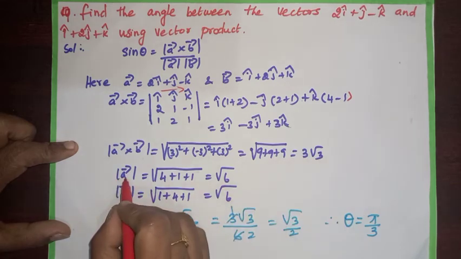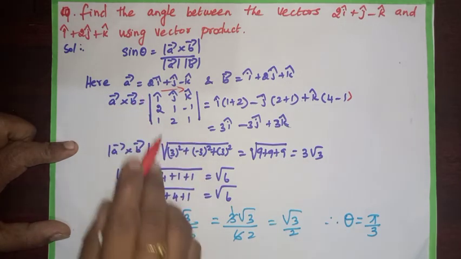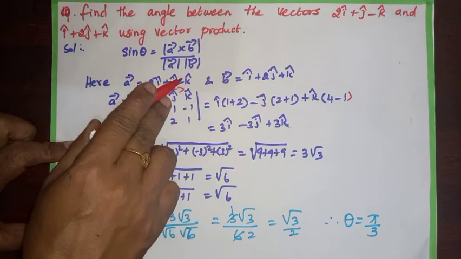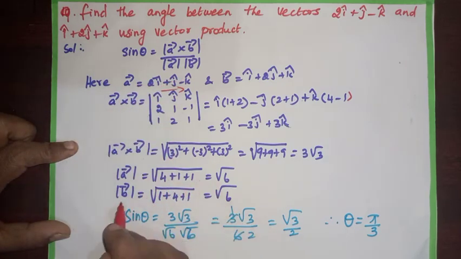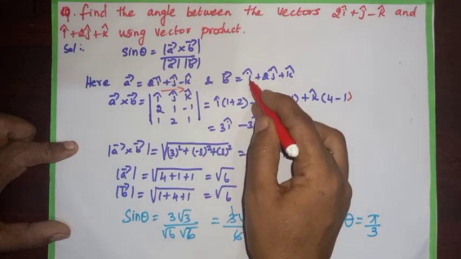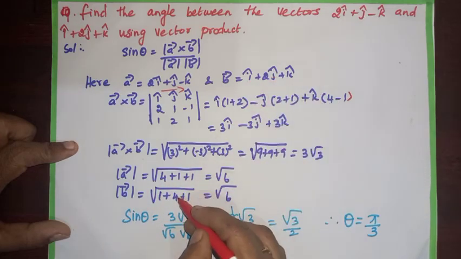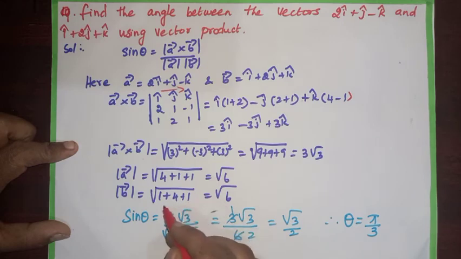Next, magnitude of vector A. 2 square is 4. 1 square is 1. Minus 1 the whole square is 1. 4 plus 1 plus 1 is root 6. Magnitude of B. 1 square is 1, 2 square is 4, 1 square is 1. 1 plus 4 plus 1 which is equal to root 6.